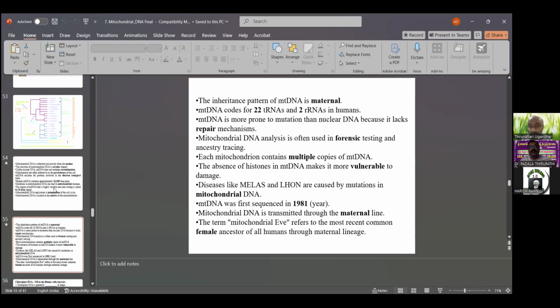Mitochondrial DNA is more prone to mutation than nuclear DNA because it lacks a DNA repair mechanism. The nucleus has DNA repair, but here there is no DNA repair. Mitochondrial DNA analysis is often used in forensic science testing and ancestry tracing.